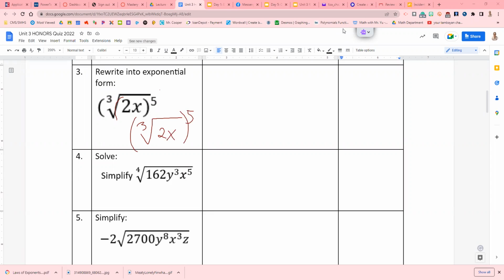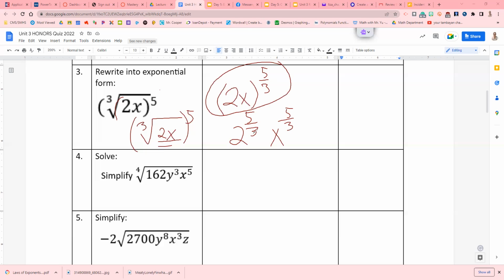It's the same thing. You'll just copy the radicand and turn it as a base, put a parenthesis on it, and put 5 over 3. If it happens that you want to be separated, that's okay. 2 raised to 5 over 3, and then x raised to 5 over 3. So, different answers, but the same value. Next.